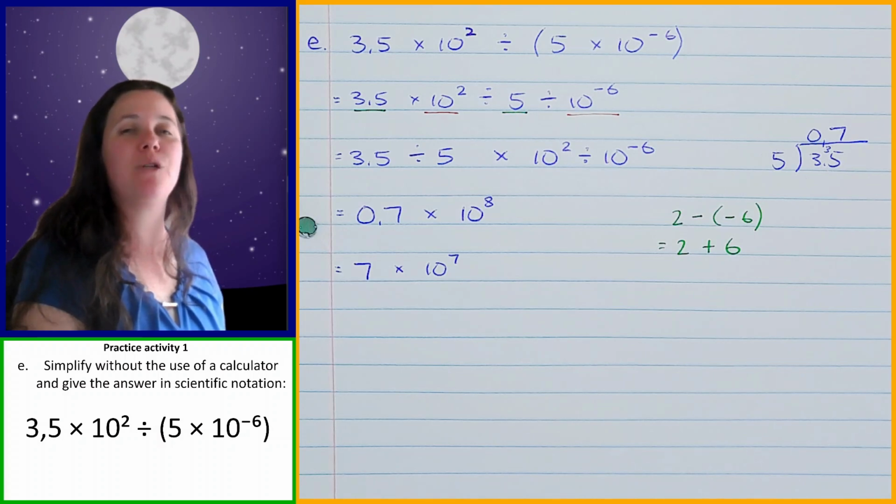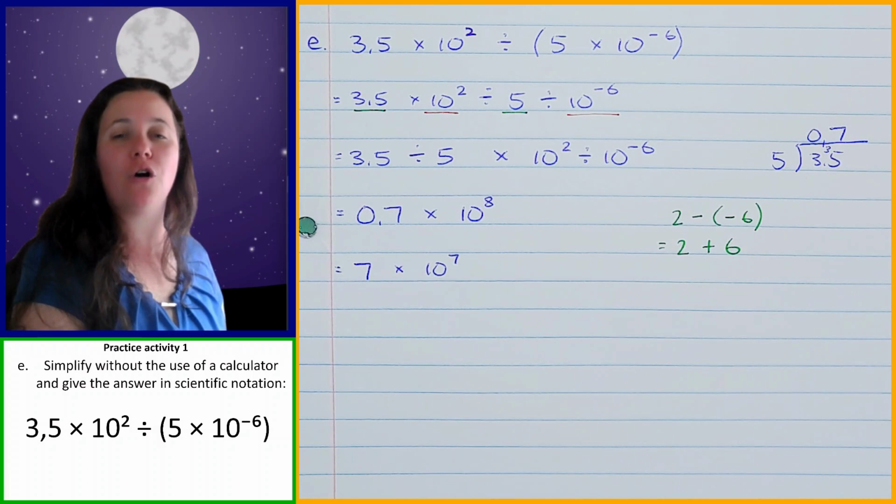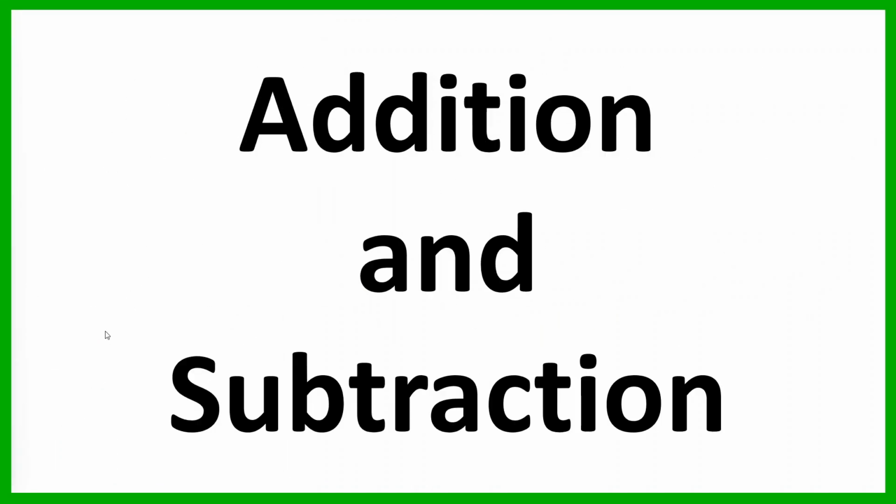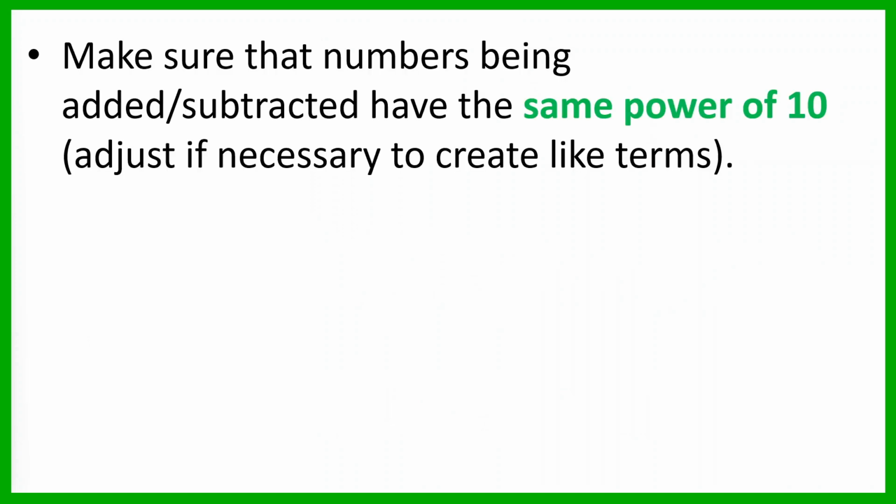Okay, so that is how we do multiplication and division with numbers that are written in scientific notation. Now we're going to go on to addition and subtraction. When we're adding and subtracting numbers in scientific notation, the first thing you need to do is make sure that the numbers that you're adding and subtracting have the same power of 10.